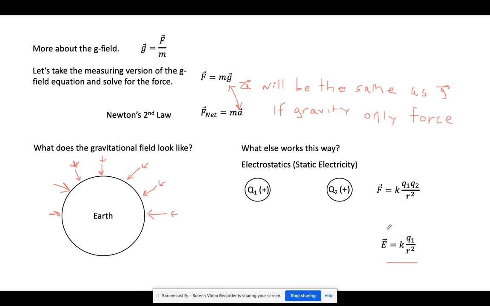If we want to know how strong the field is that's being made by q1, then you just ignore q2, and there's only q1 in this equation. So a lot of similarity. The bottom line is AP is probably going to want you to recognize how similar gravity and electrostatics are, and they are pretty similar. As you get closer to the AP test, you want to be studying, looking for ways that electricity and gravity are similar.